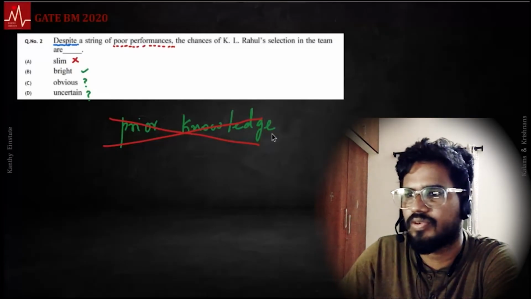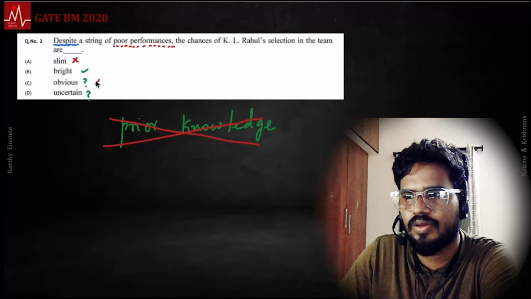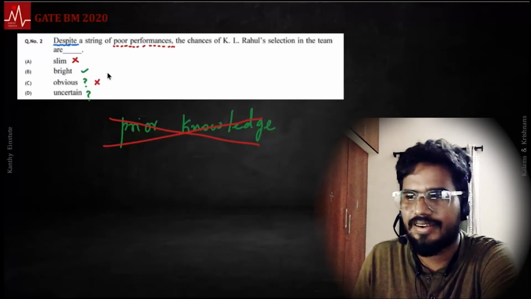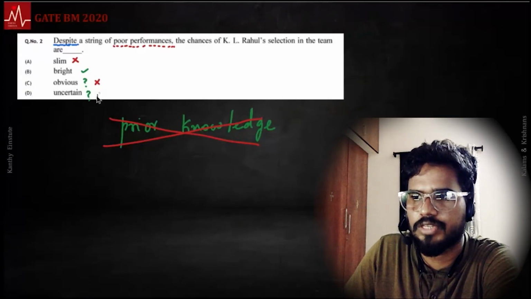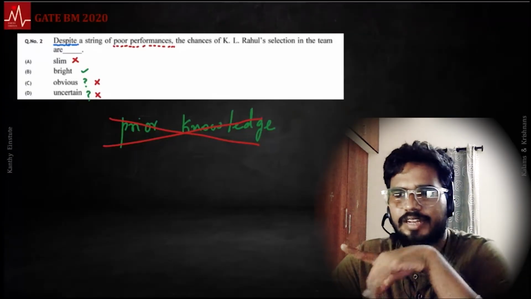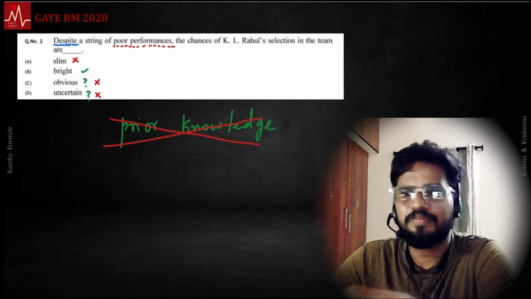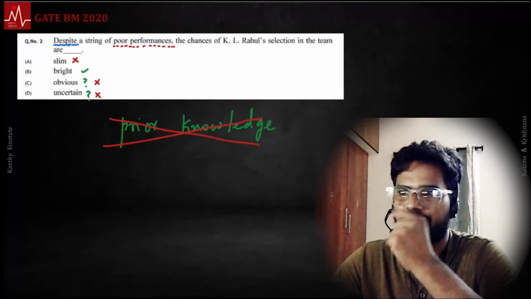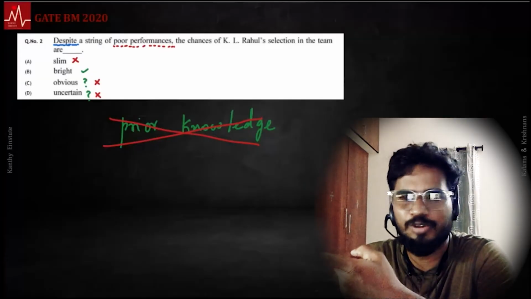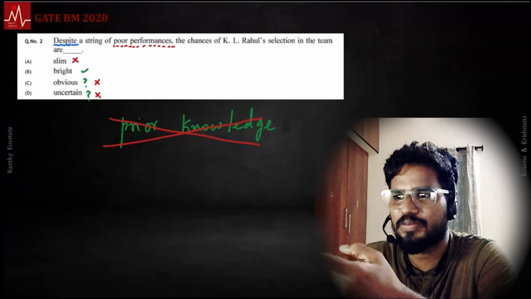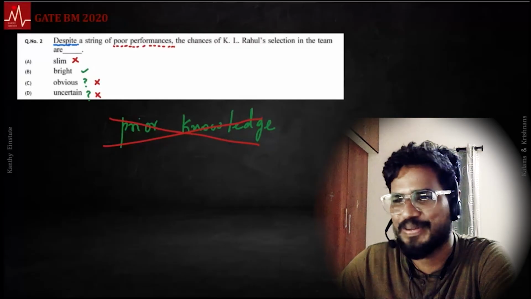So we, of course, rule that out. Obviously slim. Uncertainly slim. Again, that's not the word that we are expecting. There can be an obvious positive and negative outcome, uncertain positive and negative outcome. But despite says there is a positive outcome. Despite poor performances, there is a positive outcome. Let's not overanalyze.